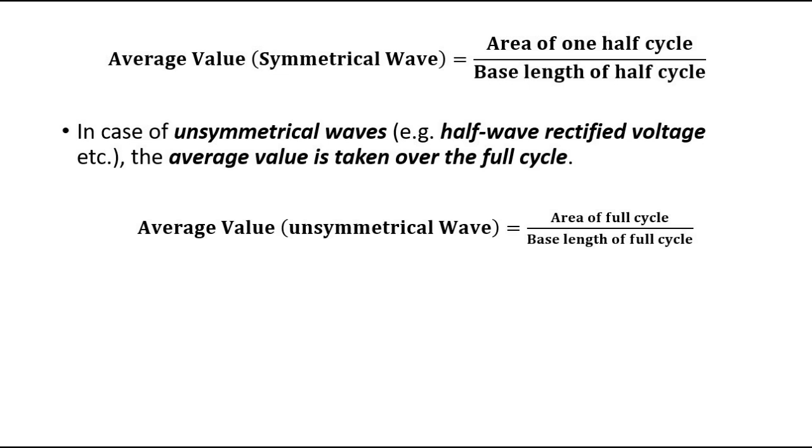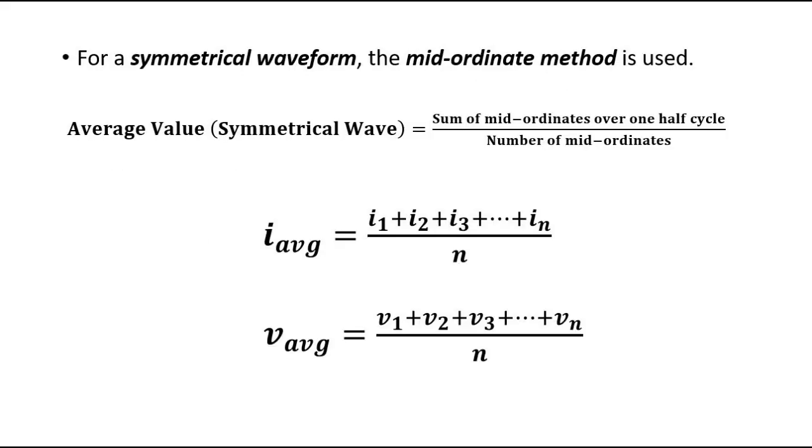There is also another very important and easy method to determine the mean value or average value. This is called the mid-ordinate method. The mid-ordinate method is actually a very simple method. In that method, we take only one half cycle, preferably the positive half cycle of the signal.